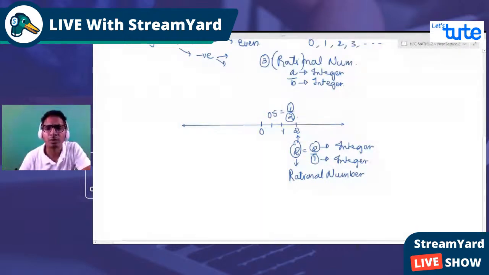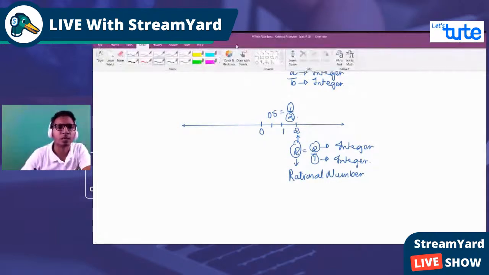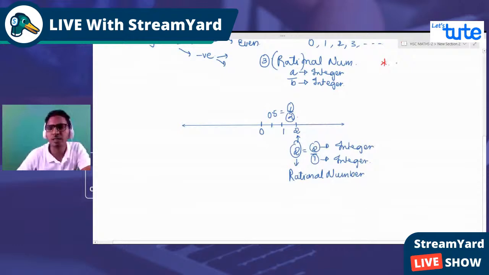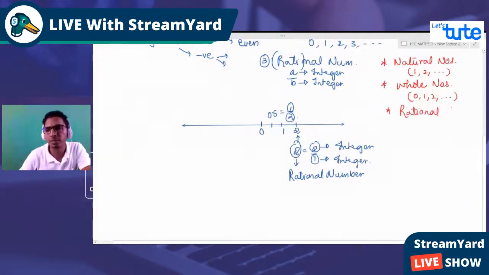Now we started with only the counting numbers, which we called natural numbers. Then we started with 0 and we called them whole numbers. Let me write the list over here, we should not miss them. We started with natural numbers, which start from 1, and then we talked about whole numbers, which start from 0 and onwards, and then we are talking about rational numbers. Rational numbers are basically the ratio of two integers.